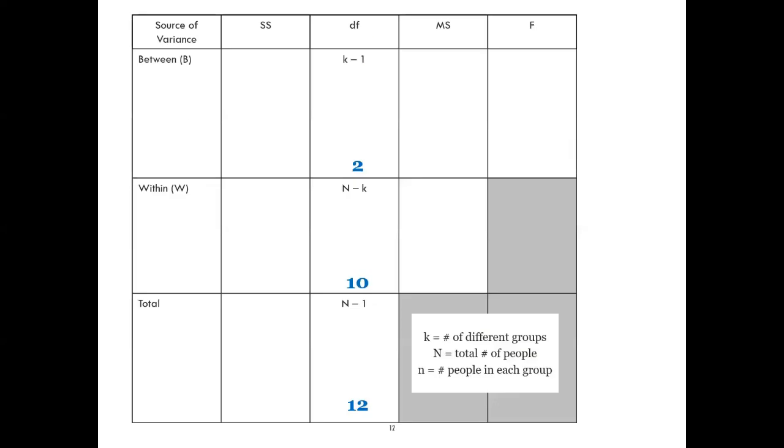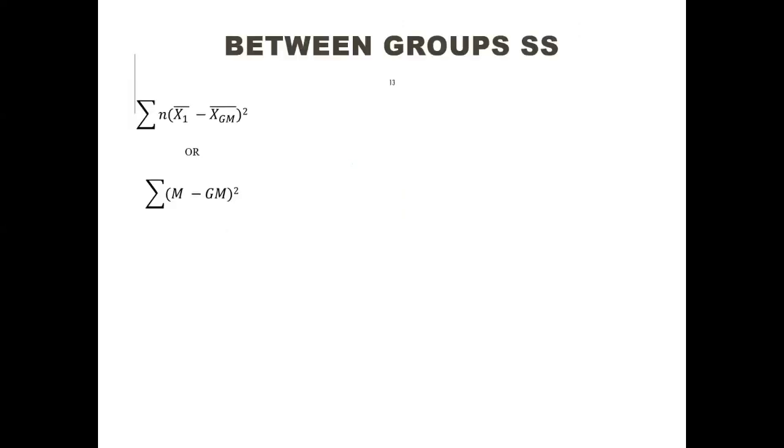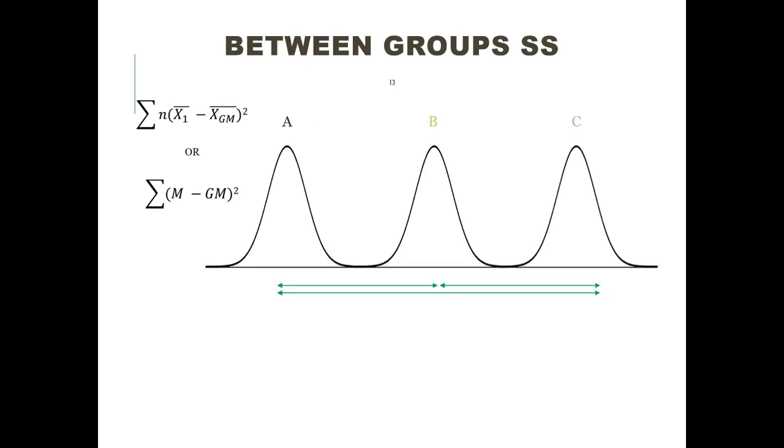Next, let's start by working towards calculating our sums of squares. So let's start with our sums of squares between, and let's just remind ourselves about what the sums of squares is doing. It's a measure of our between group means, the variance between your different groups. And so I have the 2 different formulas listed up here. They're interchangeable. They're just using different notation.